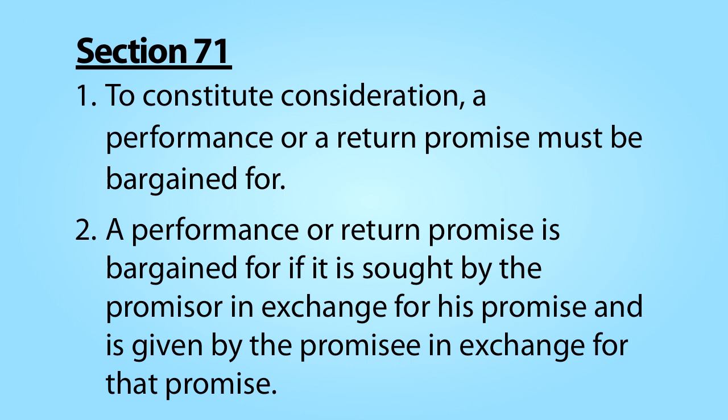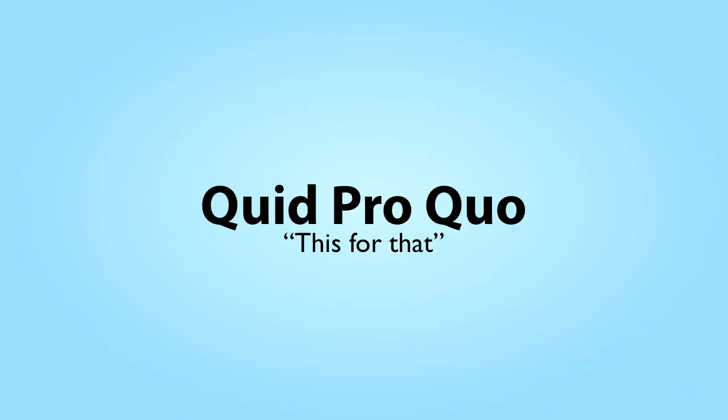Section 71, subsections 1 and 2 give us a definition of consideration. In other words, consideration for a promise is the thing or action that the promisor wants in exchange for his willingness to make a promise. The Latin phrase for this is quid pro quo, which translates as this for that.